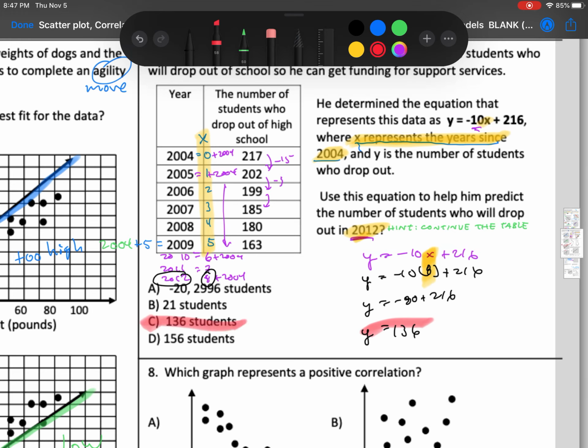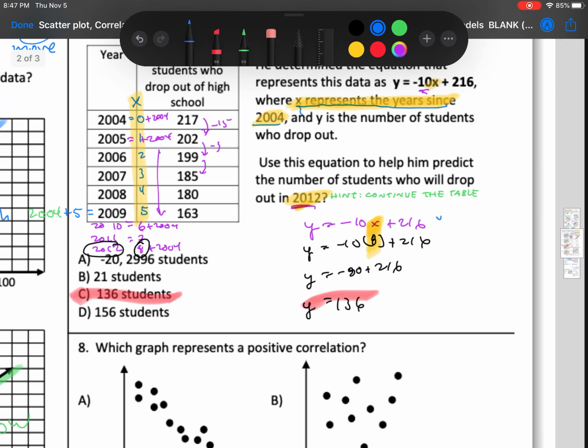letter choice C. Now, I want to show you guys a common mistake for students. And a common mistake would be to put in here, so let's write up here, wrong. What would happen if you did put in there 2012? Let's just put it in there and see, right? So you would get negative 20,120 plus 216, and if you add those together, you're going to get negative. Put that in my calculator.